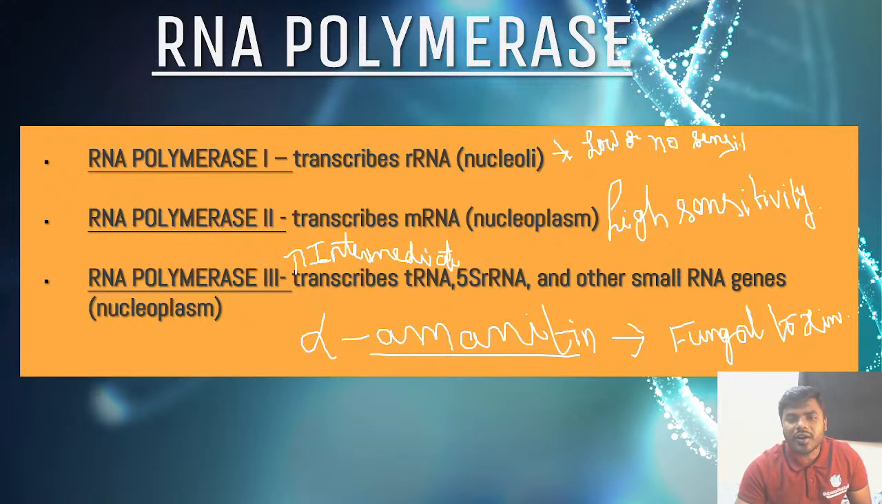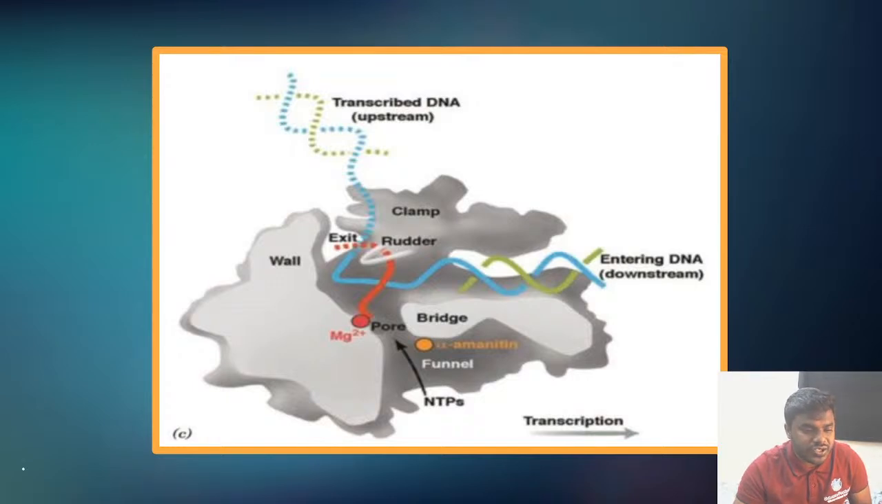So, friends, what kind of question can you get in the exam here? You can get a question like this: arrange the following RNA polymerases, either in ascending or descending order, with their sensitivity towards the fungal toxin, alpha amanitin. So RNA polymerase 2 has high sensitivity, 3 has intermediate, and polymerase 1 has low or no sensitivity. So, friends, please pay attention, every one of you.